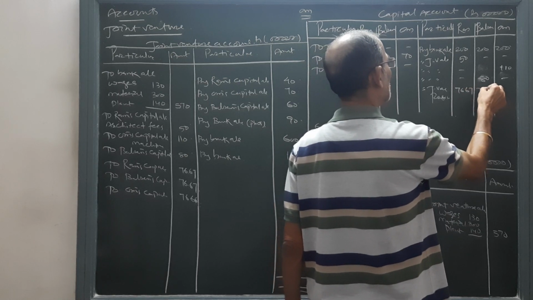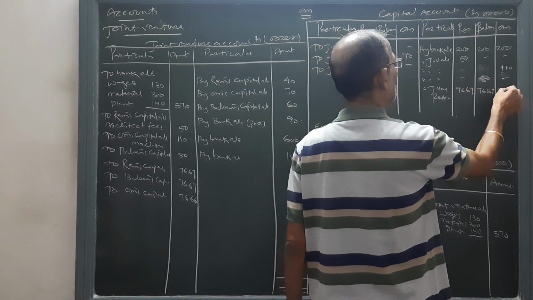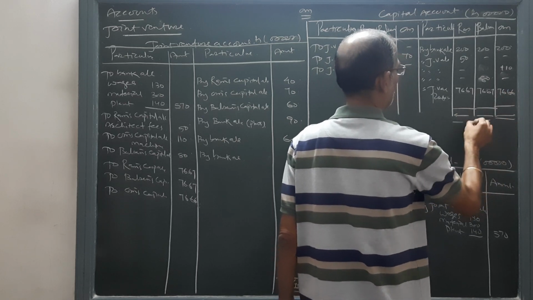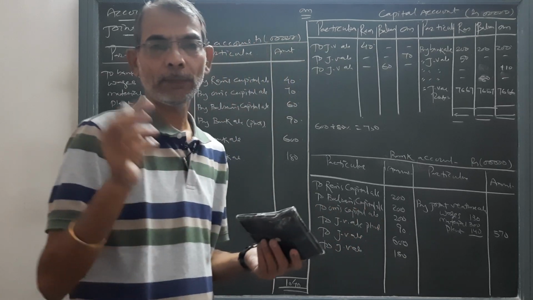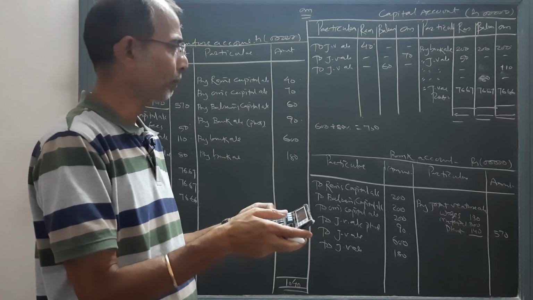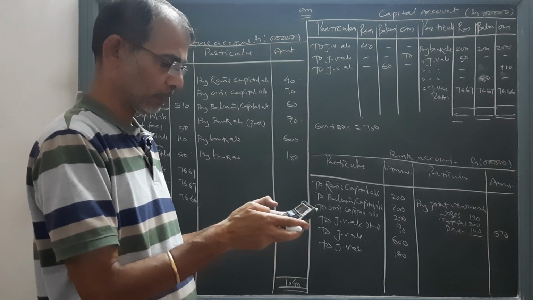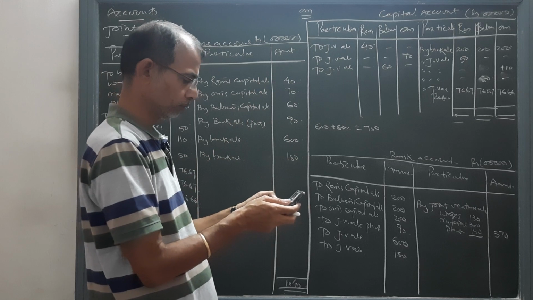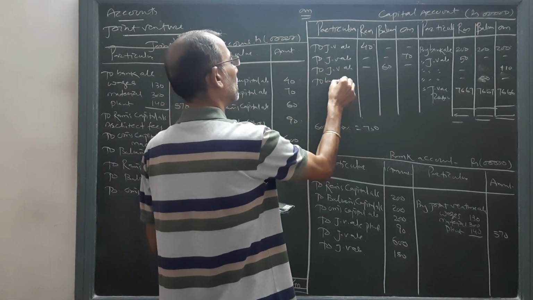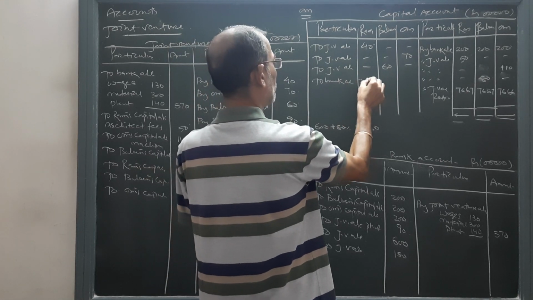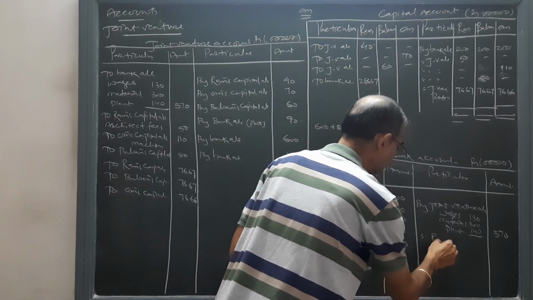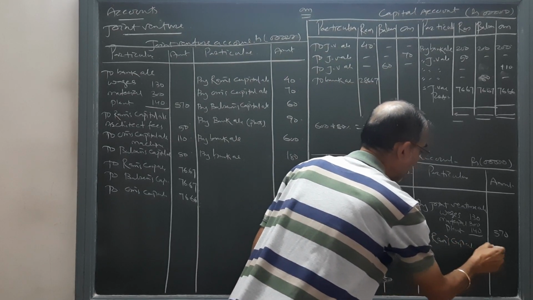76.67, 76.67 and 76.66. Now first of all we will find the balance of Ram: 200 plus 50 plus 76.67 minus 40, so to bank account 286.67, by Ram's capital account.